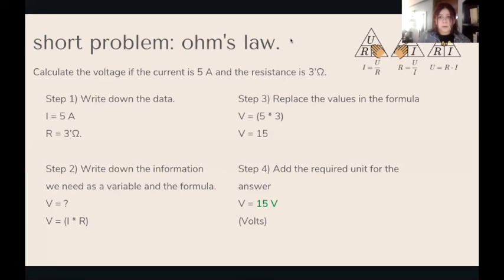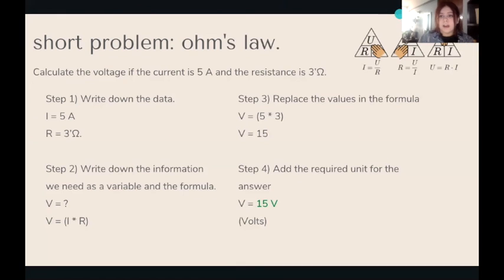So here's a short problem of what we would see with this topic. It involves Ohm's law, which is the relation between the current, the voltage, and the resistance. It's a simple problem of calculating the voltage if the current is 5 amps and the resistance is 3 ohms. The first step, as always, is to write down the data. Here it is, you can see it.